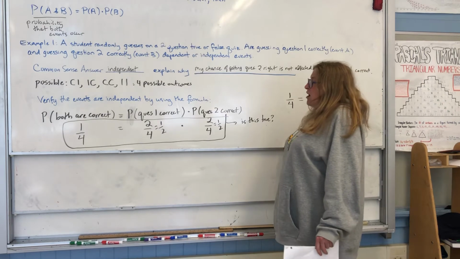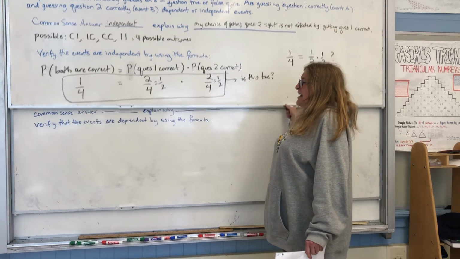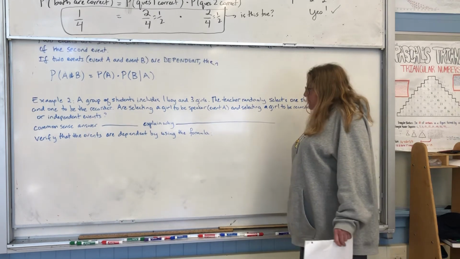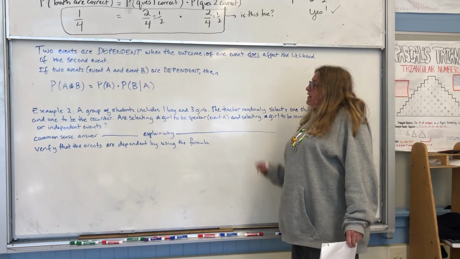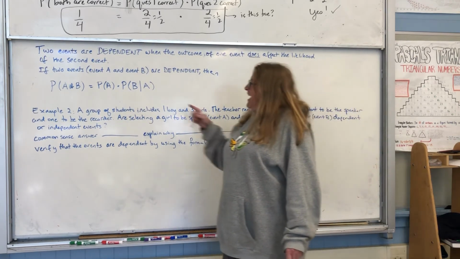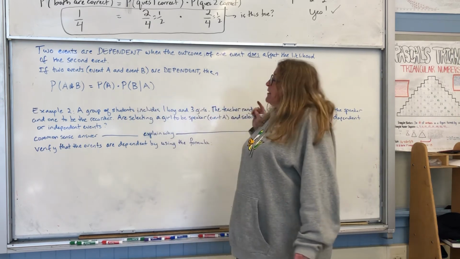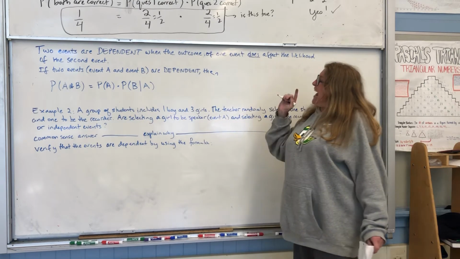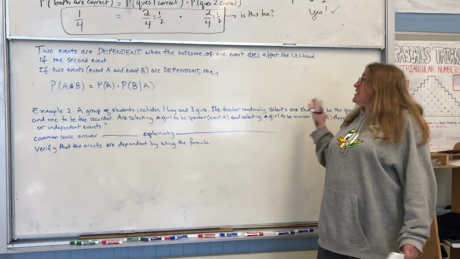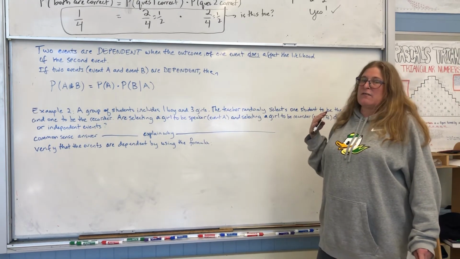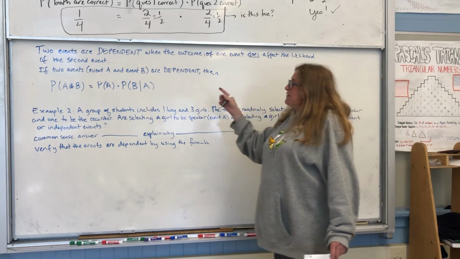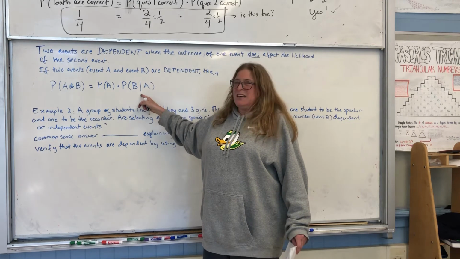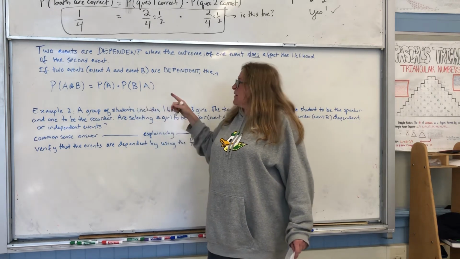Okay, let's look at the more complicated case, and that is when events are dependent. So if I want the probability of two events occurring when they're dependent, I have a different formula. So let's talk about what dependent events are. Dependent events are when the outcome of one event does affect the likelihood of the second event. Now this is a little bit confusing because we think of this slash meaning divided by, but in probability speak that isn't what it means.